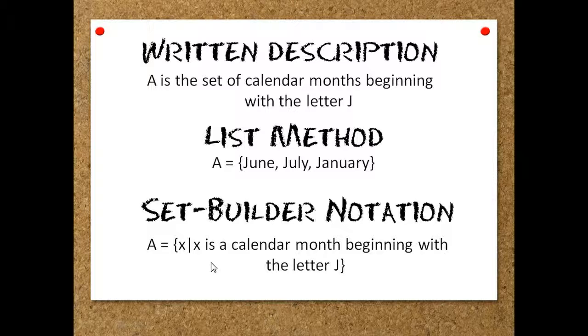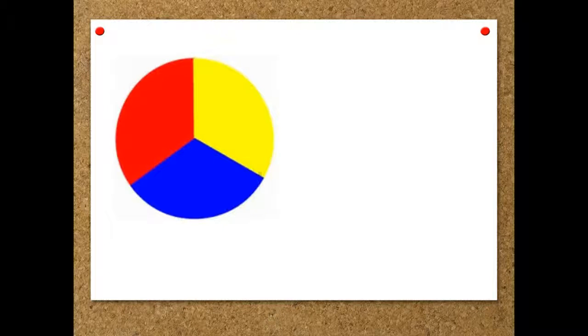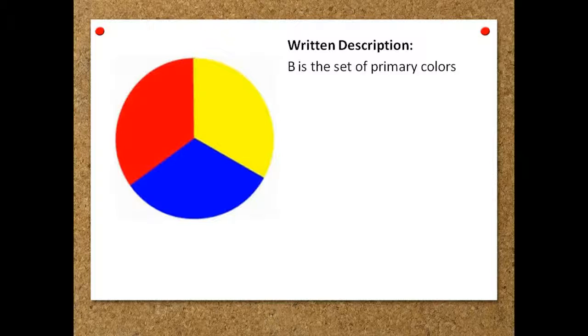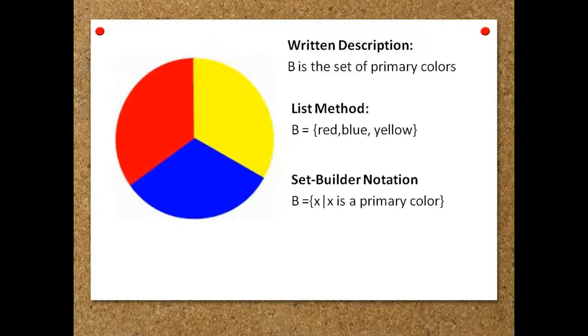So for you to understand it better, I'm going to give you another example. I have here a wheel of primary colors. To describe it using a written description, we could say that B is the set of primary colors. Then in the list method, we could say that B has elements red, blue, and yellow. And then in set builder notation, we could say that B is the set of elements X such that X is a primary color. So that's it, as simple as that.